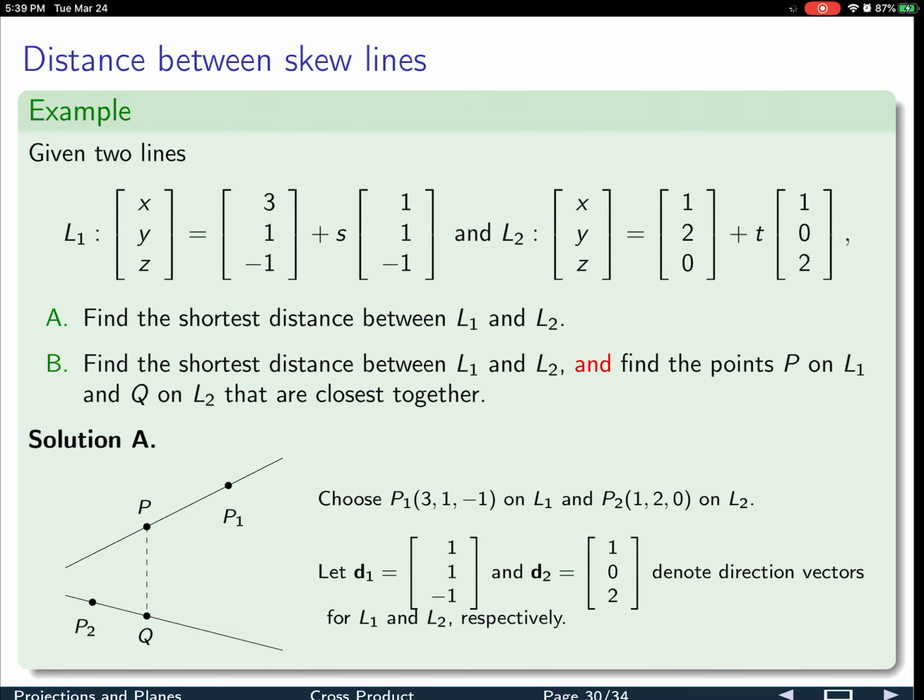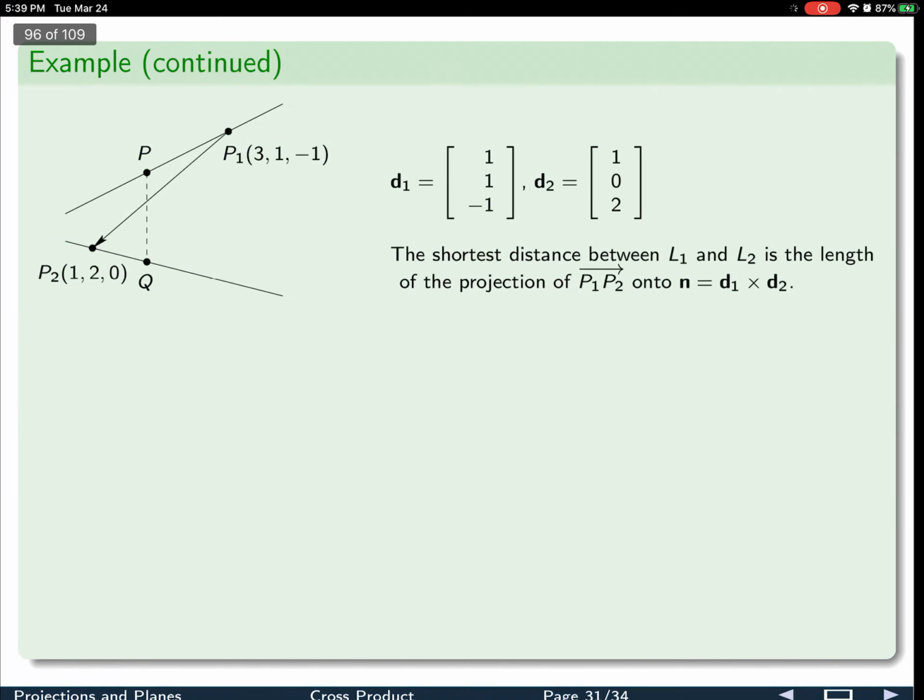So our 2 lines have 2 direction vectors, d1 and d2. Those are in the equations of the lines. We take the cross product between those 2 direction vectors to get a normal vector, n.